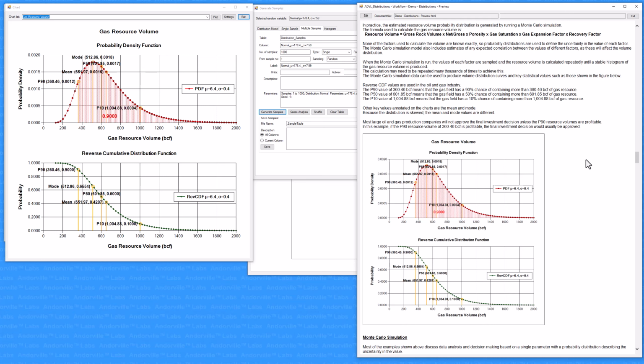Most oil and gas production companies will not approve the final investment decision unless the P90 resource volumes are profitable. In this example, if the P90 resource volume of 360.46 BCF is profitable, the final investment decision would usually be approved.